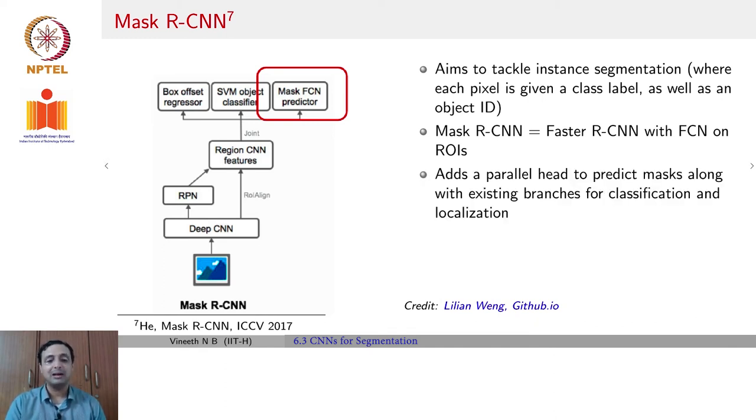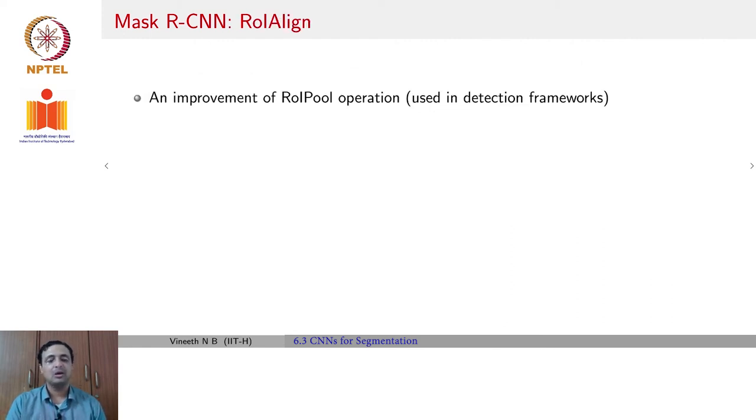It adds a parallel head along with your object classifier, or simply your classification module, and your bounding box offset regressor. You now add a mask predictor. That's a third head. An important contribution in mask RCNN to be able to achieve the mask accurately was a module known as ROI align.